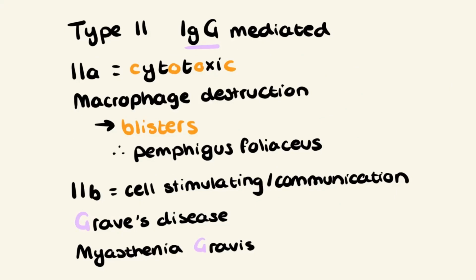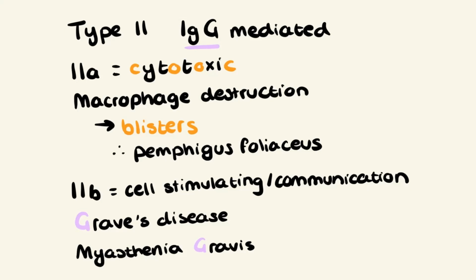In type 2A, you have your cytotoxic type, okay? So think of all those little curly letters, C's and the O's and the A. In cytotoxic, it's forming blisters. It's macrophage destruction, okay? Your macrophage come along, they destroy things. They create blisters, and this is pemphigus foliaceus, the example of the condition with the cytotoxic version.